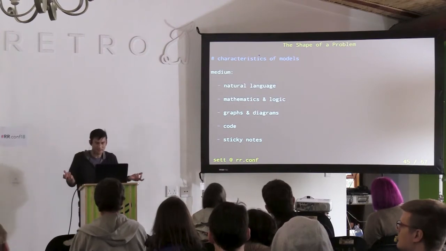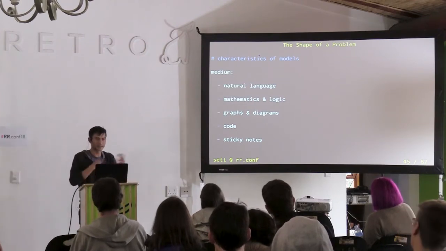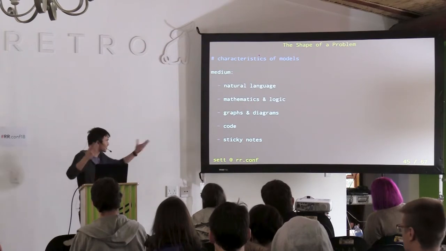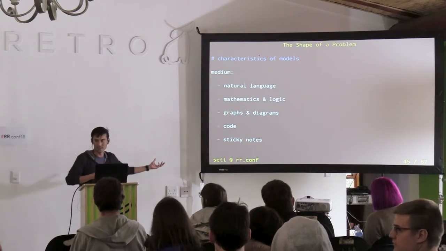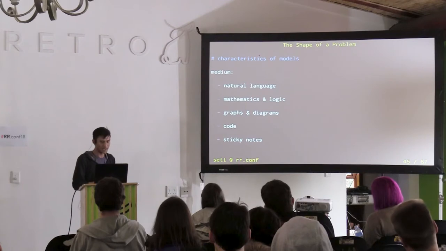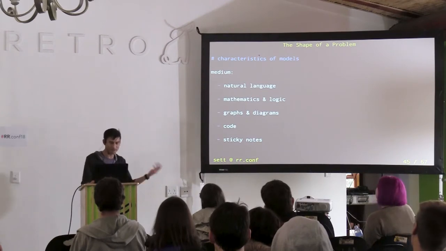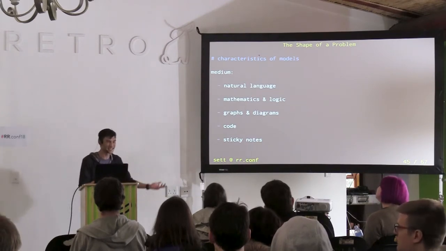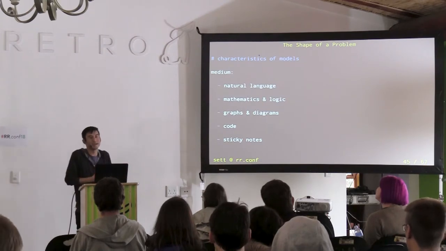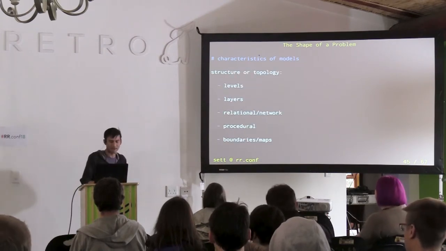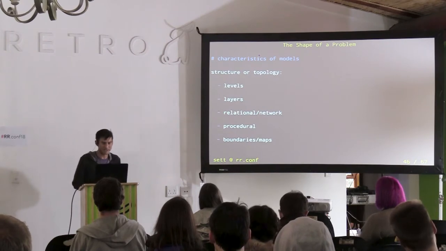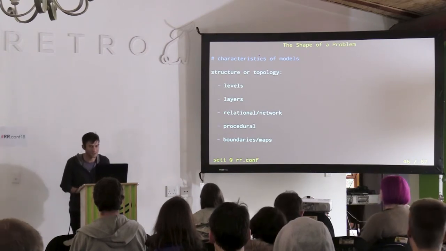So models, I guess, have a medium as well. They can be in natural language, like if I'm trying to explain the grocery list in natural language, perhaps. You can use mathematics and logic, graphs and diagrams, code, sticky notes, paintings, sculptures. Anything can be a model that you can point to, right? But another interesting thing is that they can have a structure.